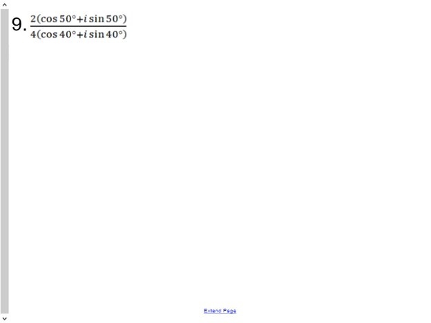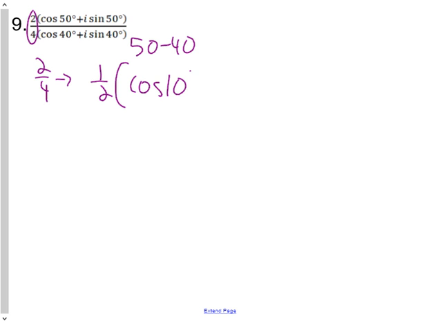Next, division. It almost looks set up like you're supposed to divide. That's how it's going to work. 2 over 4 times, and now we're doing subtraction. 50 minus 40 is 10. And so I'm just going to simplify our way. Half, parentheses, cosine of 10 plus i sine of 10. We can multiply the half and leave it on the outside.